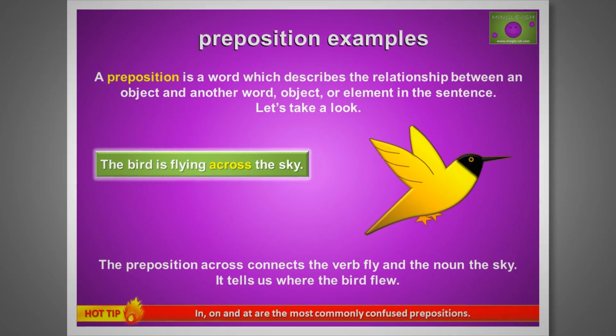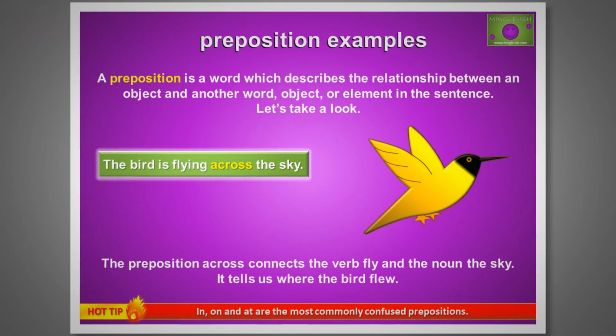Let's see a few examples so you can understand what a preposition actually is and how they are used in real sentences. The bird is flying across the sky. The preposition across connects the verb fly and the noun the sky. It tells us where the bird flew.